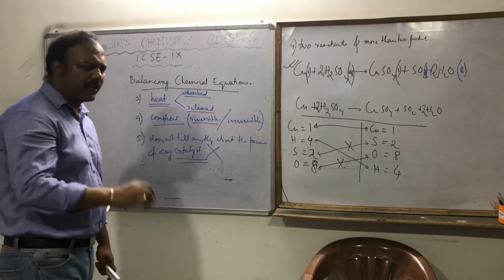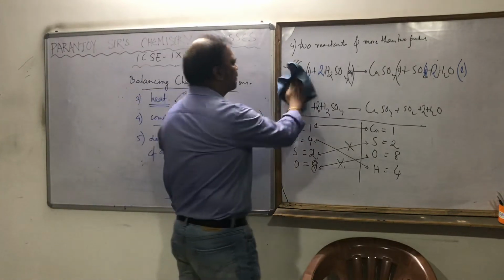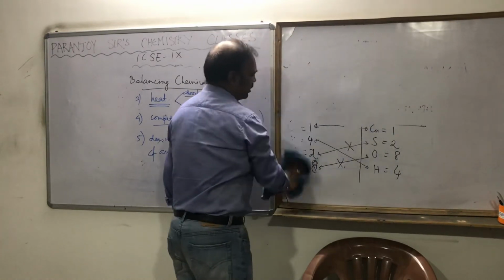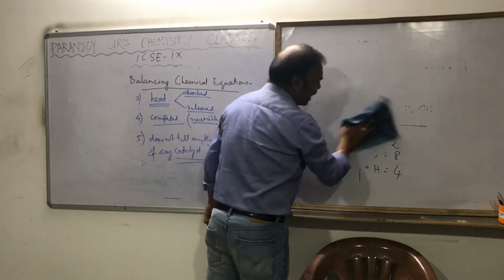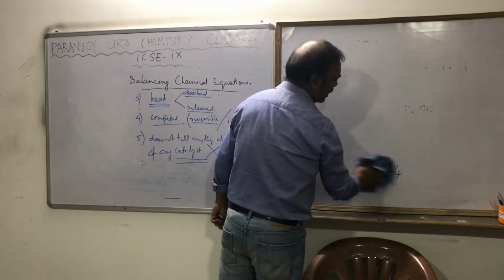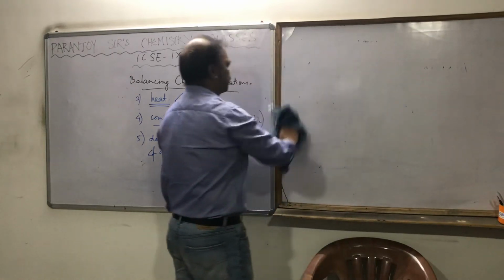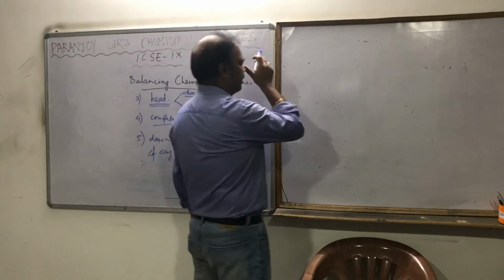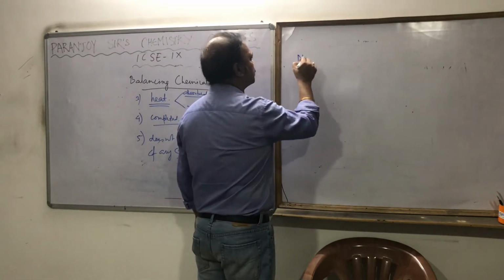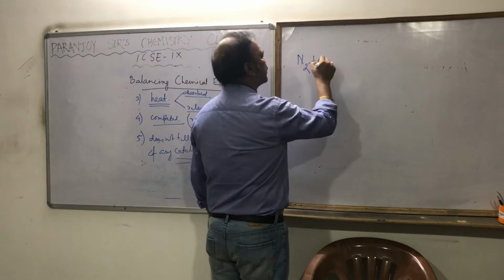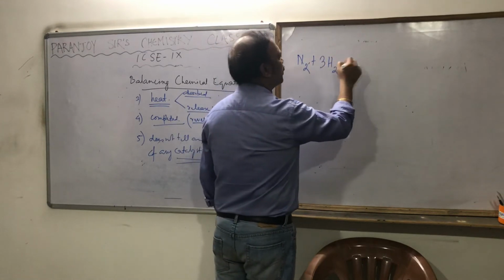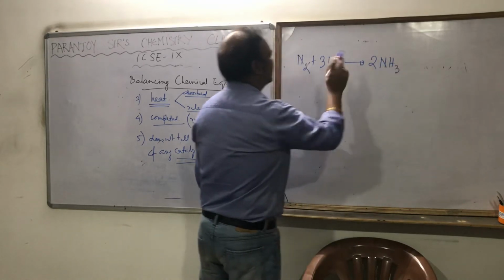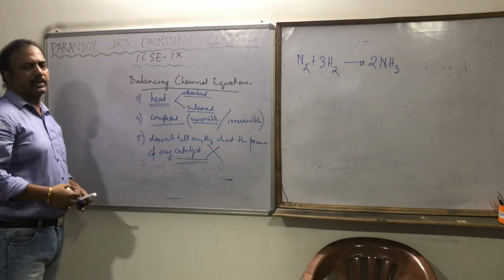Now I am going to write one more reaction first, and then I will write two more, so you can understand two more things, and then you can balance the equation. Balancing is the most important thing. See, if I write one reaction like this: N2 plus 3H2 produces 2NH3. I just wrote the balanced chemical equation.